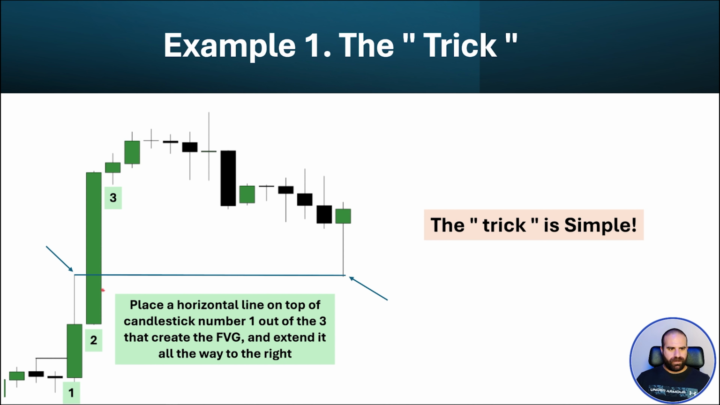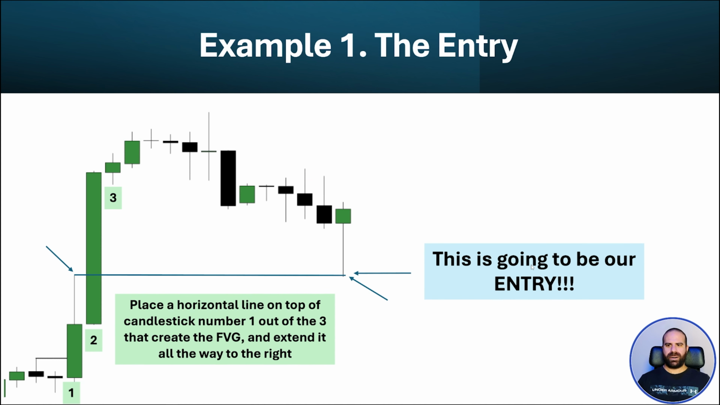All we will be doing, we will be placing a horizontal line and we will be extending it from the top of candlestick number 1. And this one right here is candlestick number 1. So all you do, you place a horizontal line on top of it and you extend it. Now, it is a rule that you need to have the fair value gap in order to do this step right here. Okay, this right here is going to be your entry, simple as that, this exact point right here.